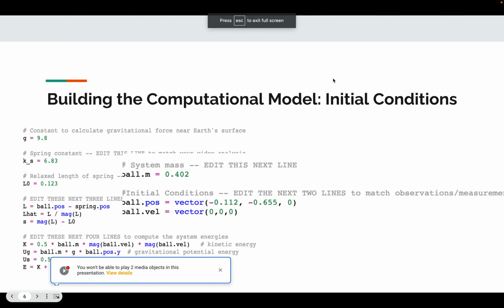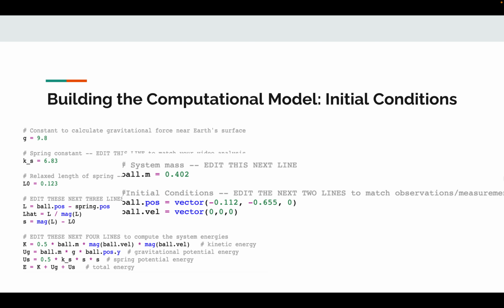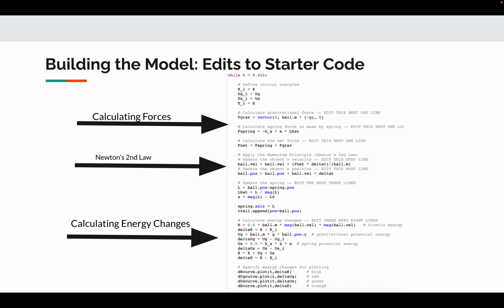So to build a computational model, we had to put in some initial conditions, including the gravitational force constant, the spring constant, the relaxed length of the spring, as well as editing the 3 lines to include the length of the spring, L hat and S, while also accounting for the system's energies, for the kinetic energy, the gravitational potential energy, the spring potential energy, and the total energy. Also accounting for the ball's mass and the ball's initial position, which I found in Tracker. And because it started from rest, the velocity is 0.